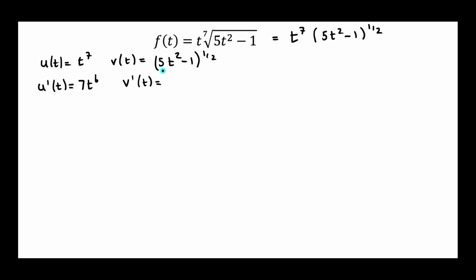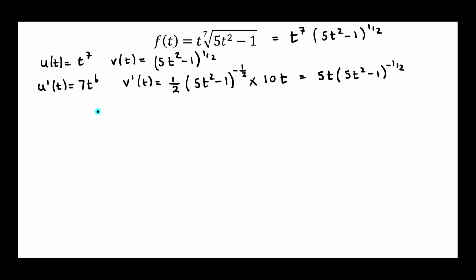and v dash t would give me, now I would need to differentiate the outer function first, so that would be a half, and that would be 5t squared minus 1. So I'm using the chain rule now to differentiate that. That will give me minus a half. Then I differentiate the inner function, which will be 10t, and that would give me, so 10t times a half would just give me 5t, and that would be 5t squared minus 1 to the minus a half.